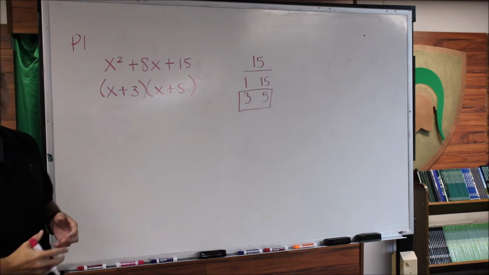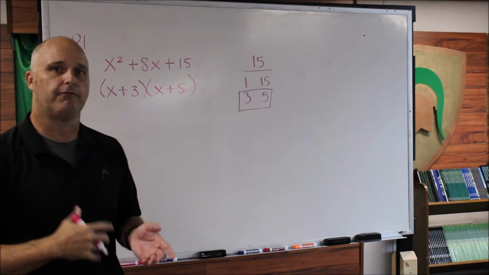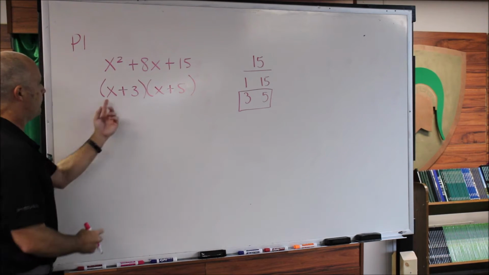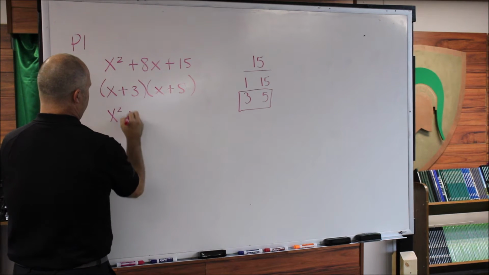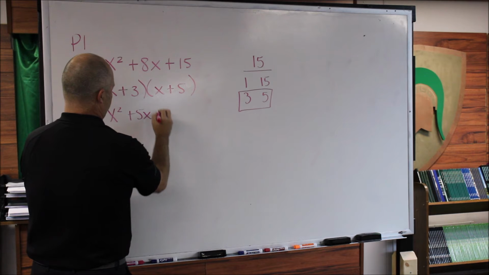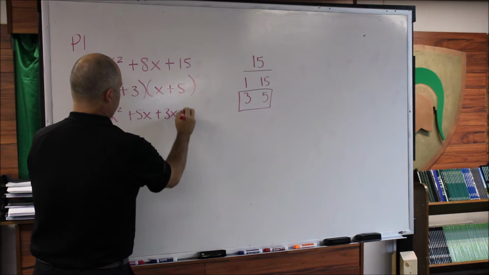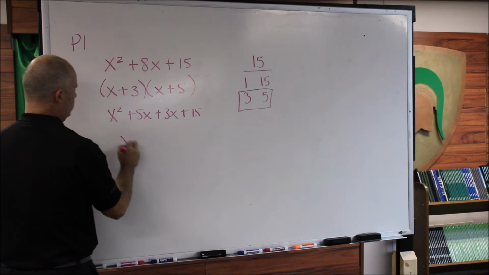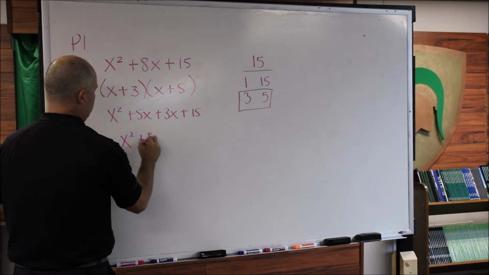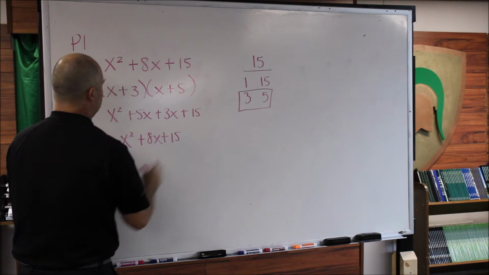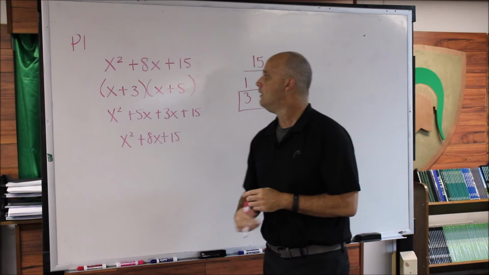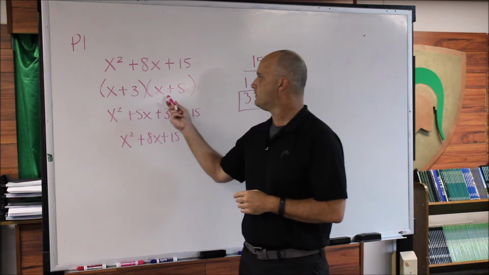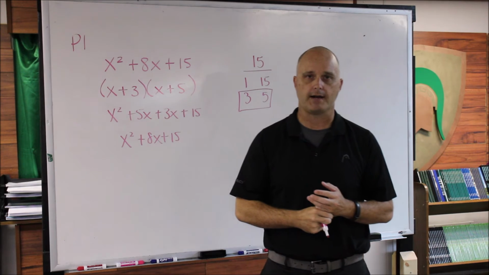Okay? Now, the way to check yourself on this is to go ahead and FOIL it back through. If we were to FOIL this through, we would get x squared plus 5x plus 3x plus 15. And that's going to give you x squared plus 8x plus 15, which is our original expression. So we know that the factors x plus 3 times x plus 5 are correct.